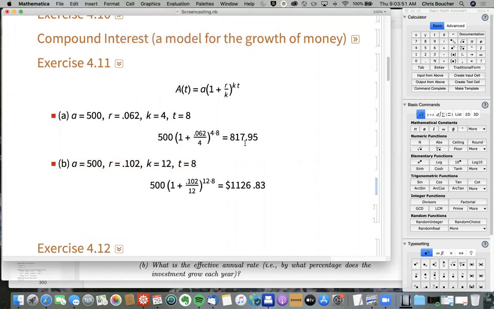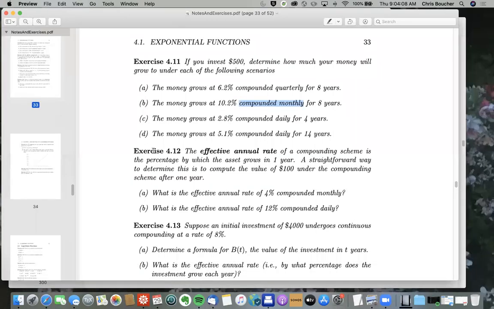So let's go ahead again. I load that all into the formula, put it in a calculator, and indeed I do better here. Right now, my asset's worth more than $1,100. Last time I was worth about $818. Okay, good enough. The two parts here are pretty similar. I'll leave those for you to look at. Let's do an example involving effective annual rates, and then I think we can move on maybe to logarithms.